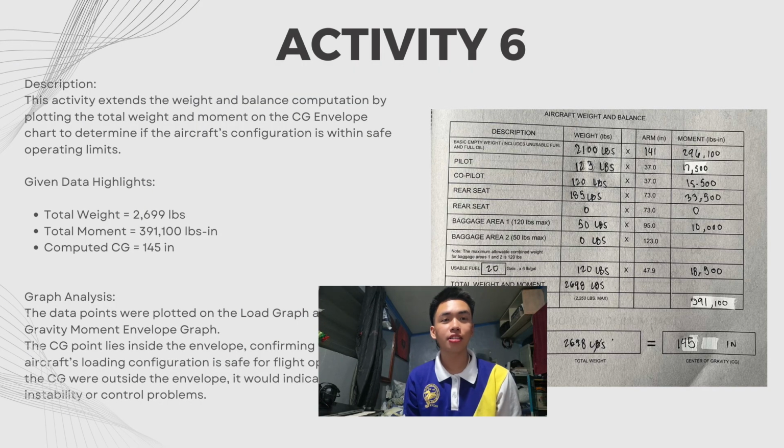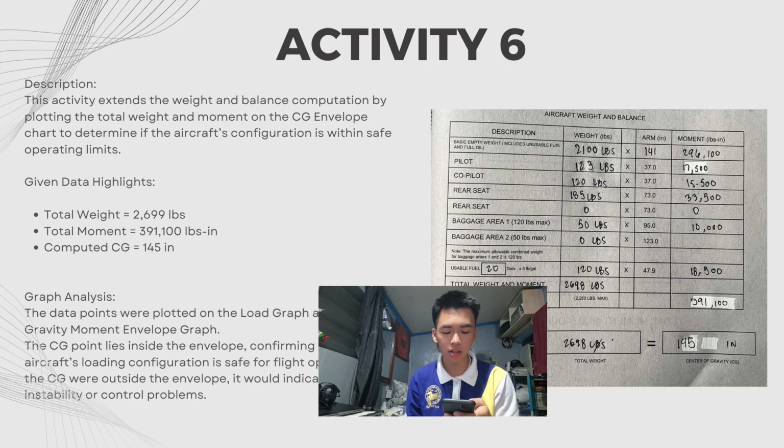To get all the answers in this aircraft weight and balance activity, we first gathered the necessary data from the aircraft weight and balance manual. We listed all the items such as empty weight, pilot, passenger, baggage, and fuel, along with the corresponding arms. Then we multiplied each weight by each arm to get the moment of each item.